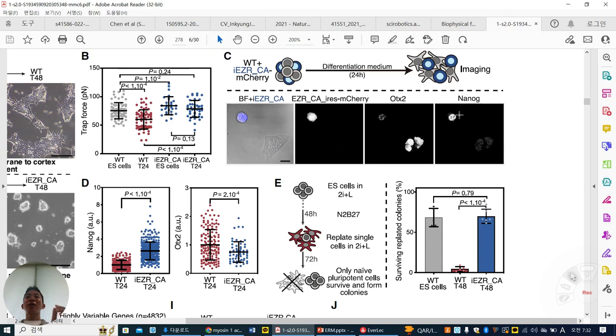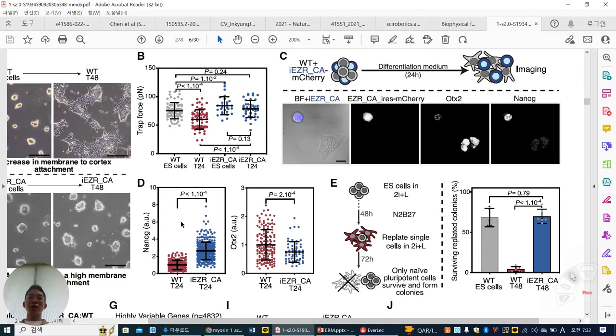So there is an increase of the Nanog stem cell marker and a decrease of the differentiation marker, while the other cell changes. The other cell is the normal cell, wild type. So while they're spreading, Nanog will disappear, and only ATX2 is enhancing. This is their quantification.